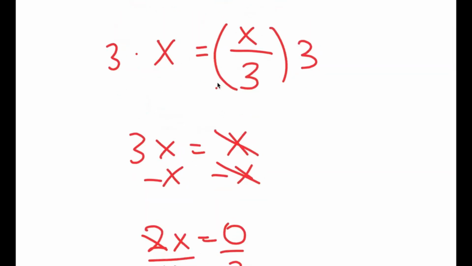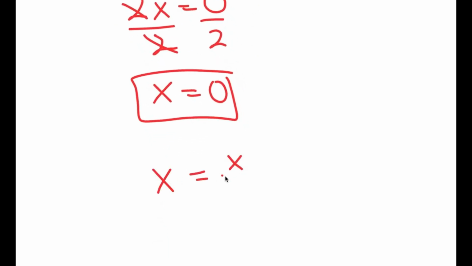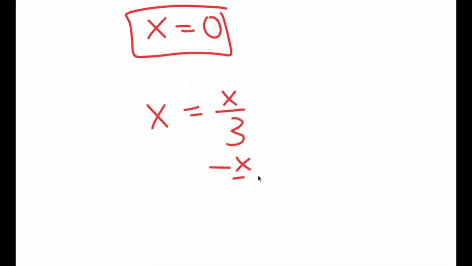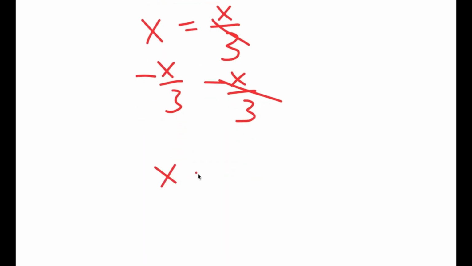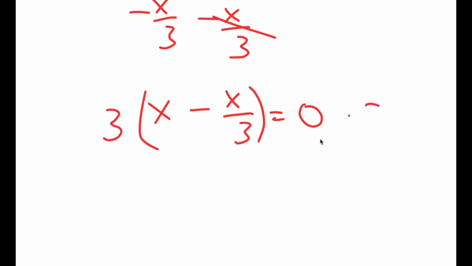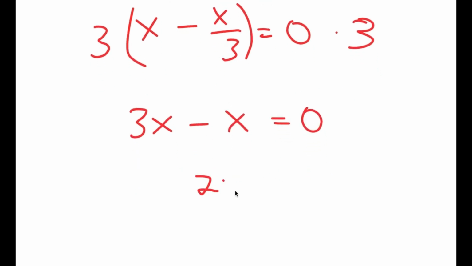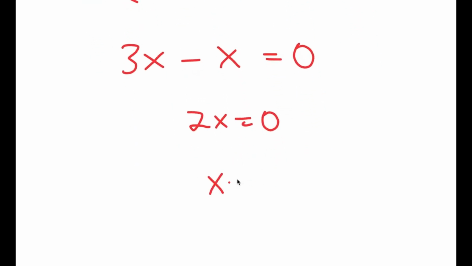Now, another way to solve this is, x equals x over 3. I'm going to subtract x over 3 on both sides. So now I get x minus x over 3 is equal to 0. And now I'm going to multiply both sides by 3. So 3 times x is 3x, and 3 times x over 3 is just x. So I get 3x minus x is equal to 0, meaning 2x is equal to 0, and x is equal to 0.